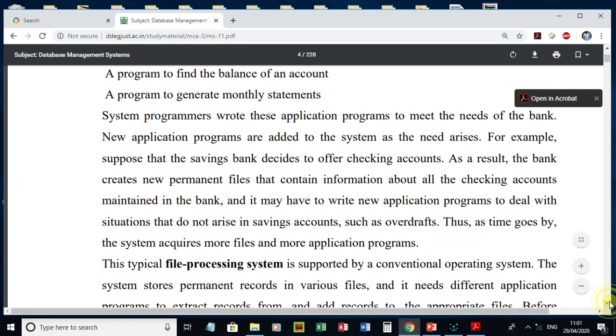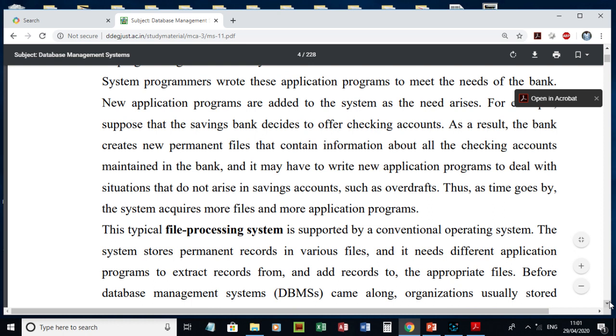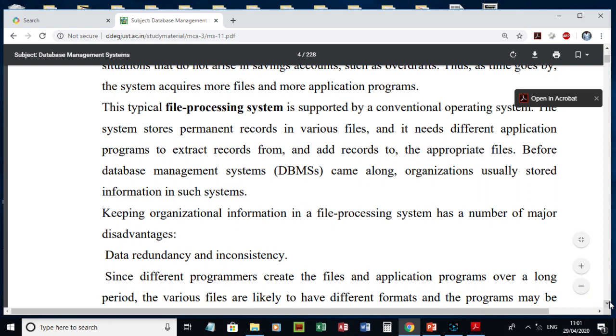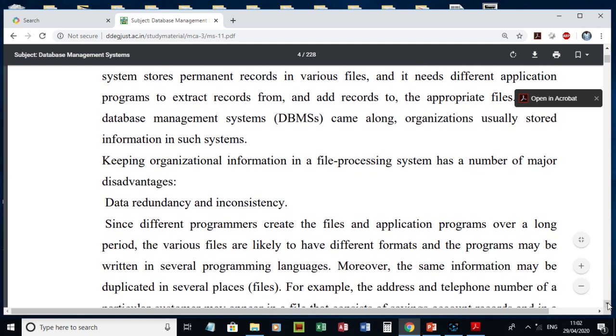So the file processing system is supported by a conventional operating system. The system stores permanent records in various files, and it needs different application programs to extract those records and add records to appropriate files. Before the database management system came along, organizations usually stored information in such systems. Keeping organizational information in a file processing system has a number of major disadvantages: data redundancy and inconsistency, repeated data.